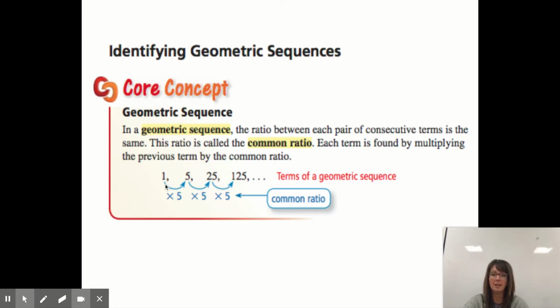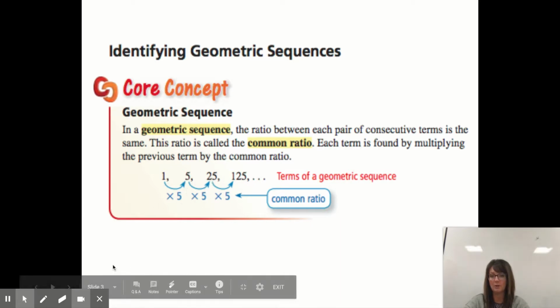So the first thing we're going to do is identify whether it is geometric or arithmetic. And so, 1 plus 4 is 5, but then 5 plus 4 is not 25. So then we have to look for this ratio.